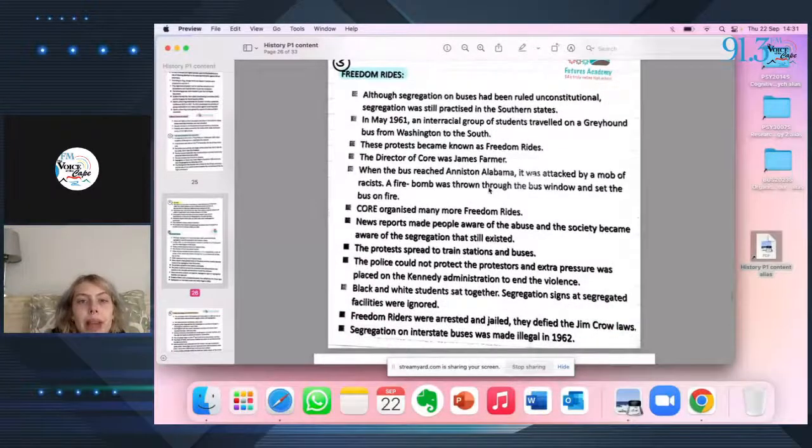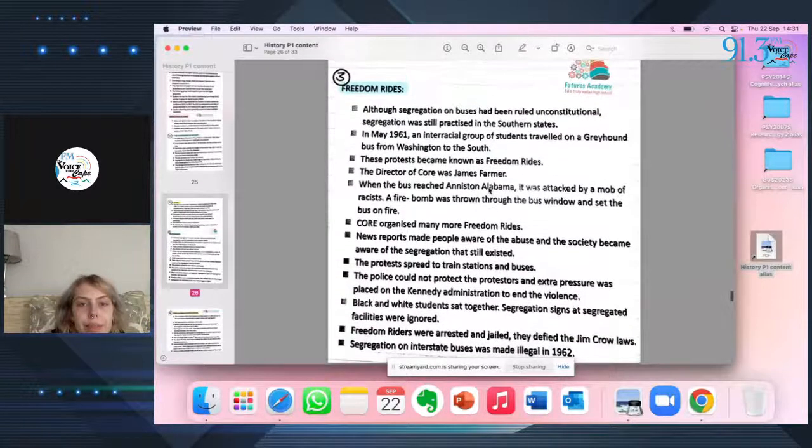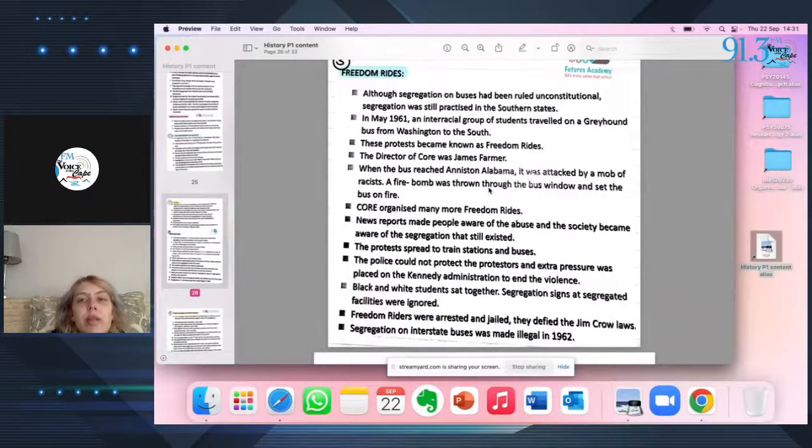Okay, then we get to the freedom rides. So although segregation on buses had been ruled unconstitutional, segregation was still practiced in the southern states. In May 1961, an interracial group of students traveled on a Greyhound bus from Washington to the South. These protests became known as freedom rides. The director, of course, of the Congress for Racial Equality was James Farmer.